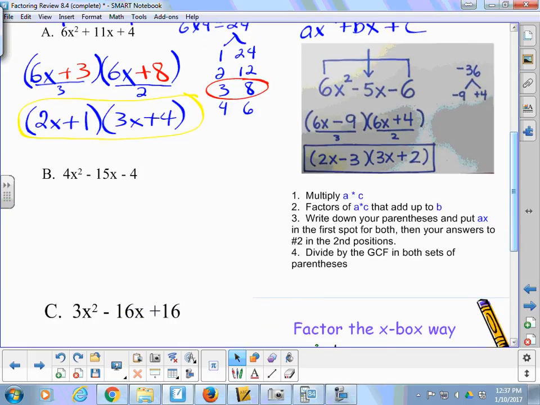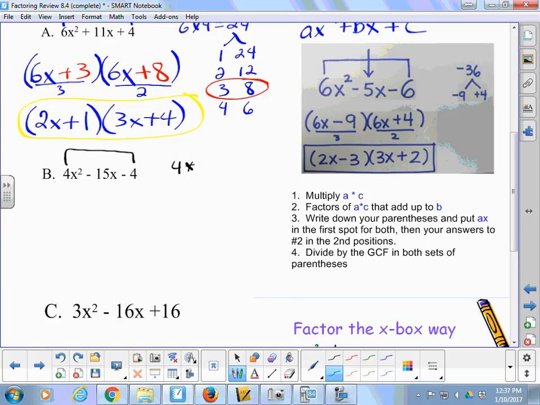4x squared minus 15x minus 4. We're going to do this one with this airplane method also. All right, so first thing we do, multiply a times c. 4 times negative 4 is negative 16. Okay. And so then we want the factors of negative 16 that give me negative 15.